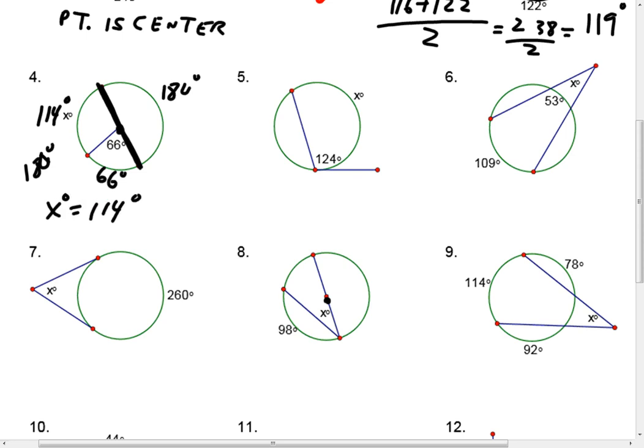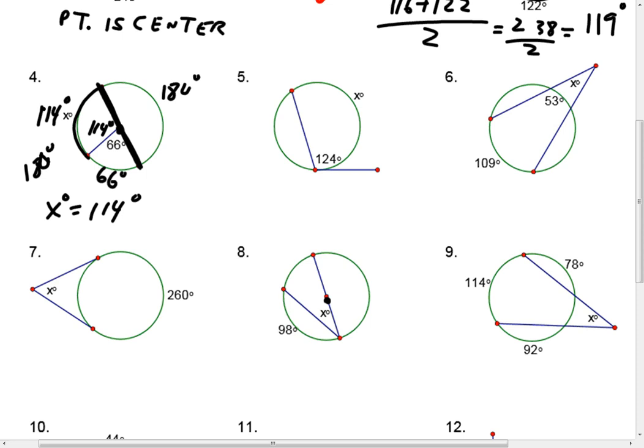What is that? That's an arc this time. Sometimes we're finding angles, sometimes we're finding arcs. You could have looked at this as a linear pair. You could have put 114 right there. That's also a central angle, and that's going to be equal to its arc.